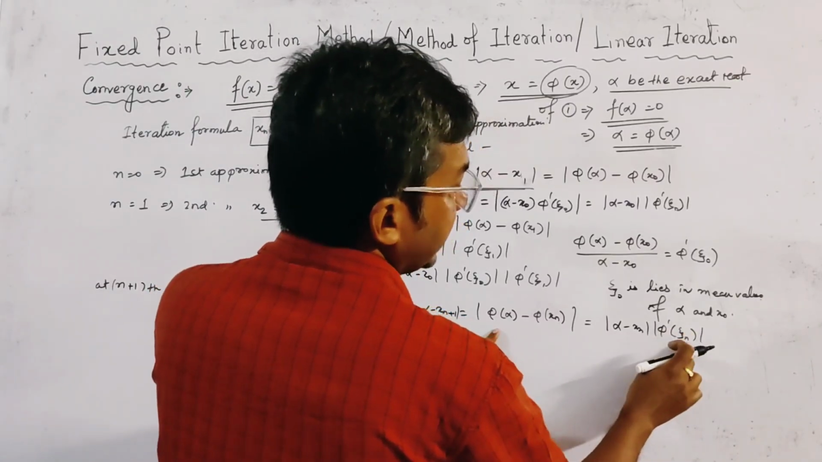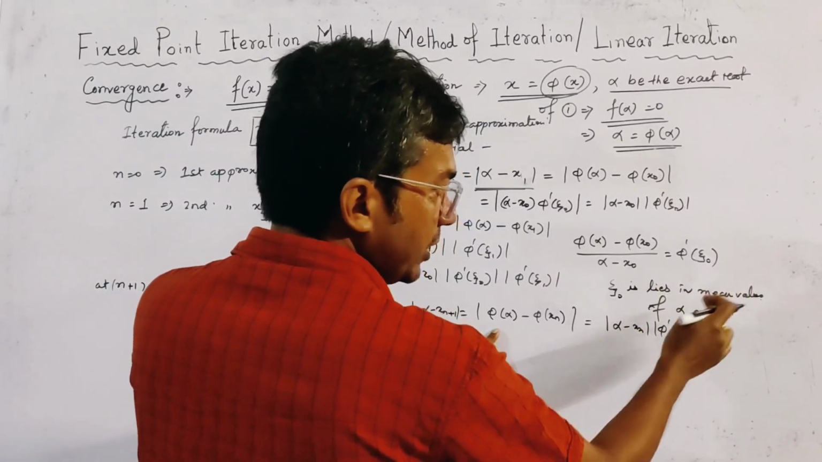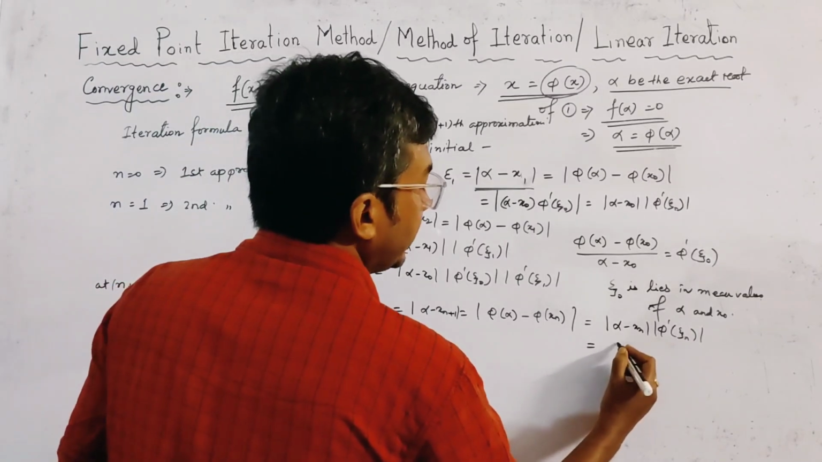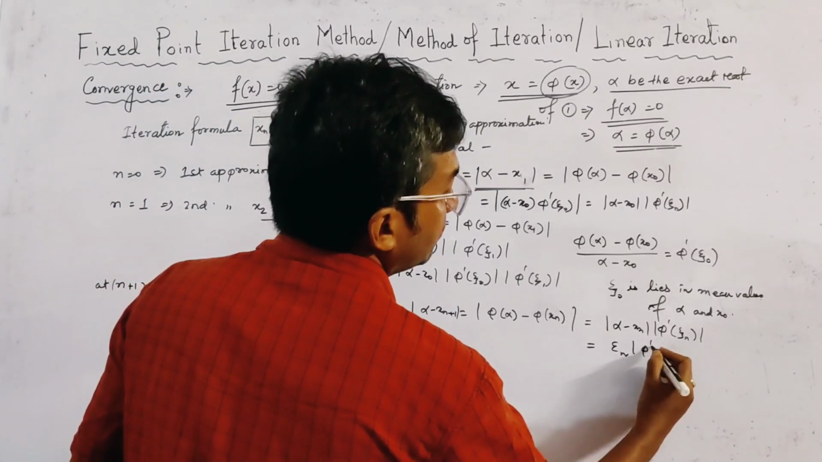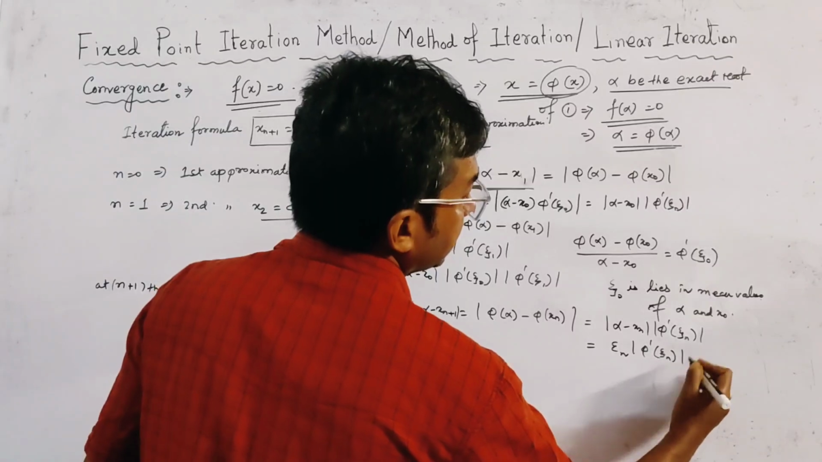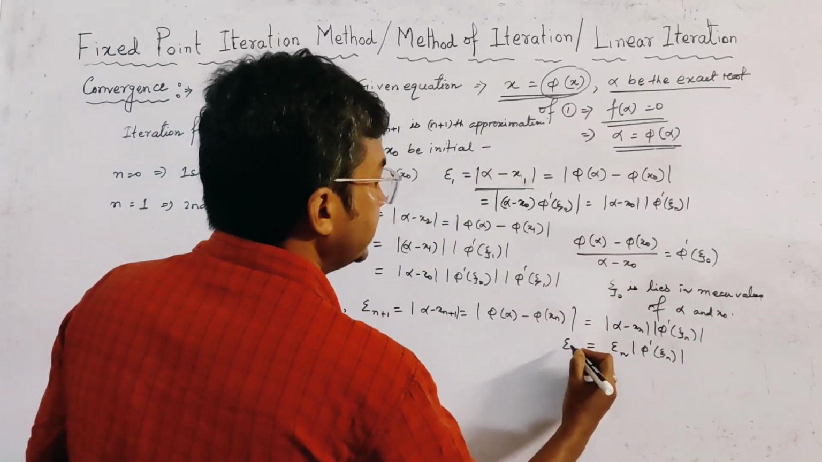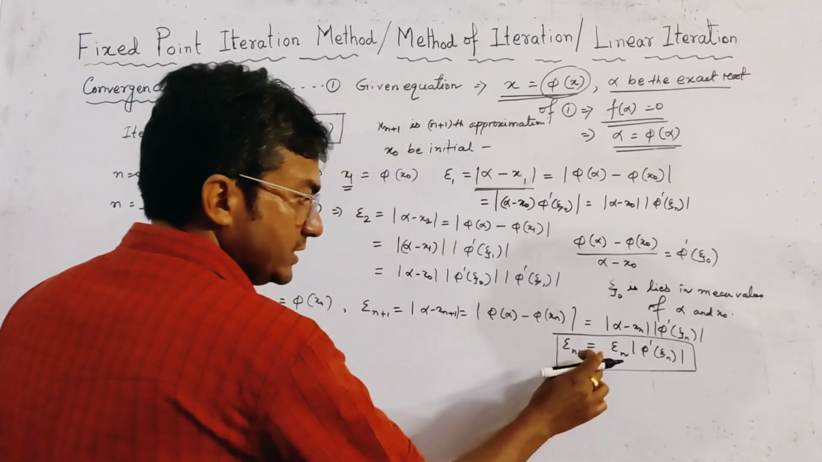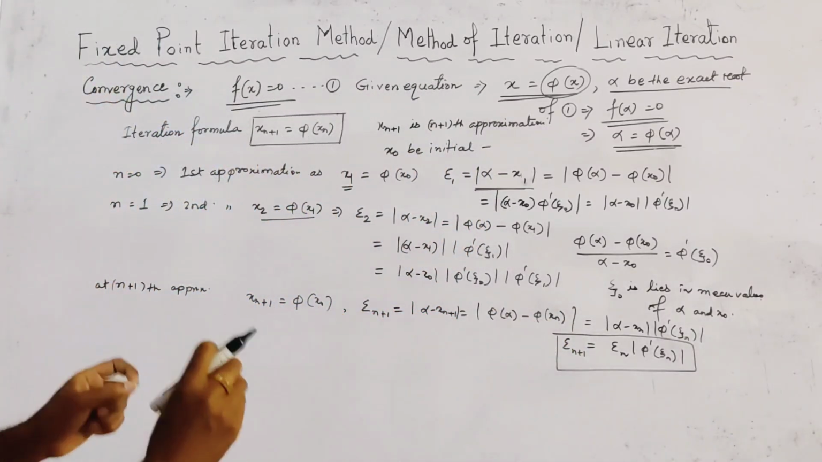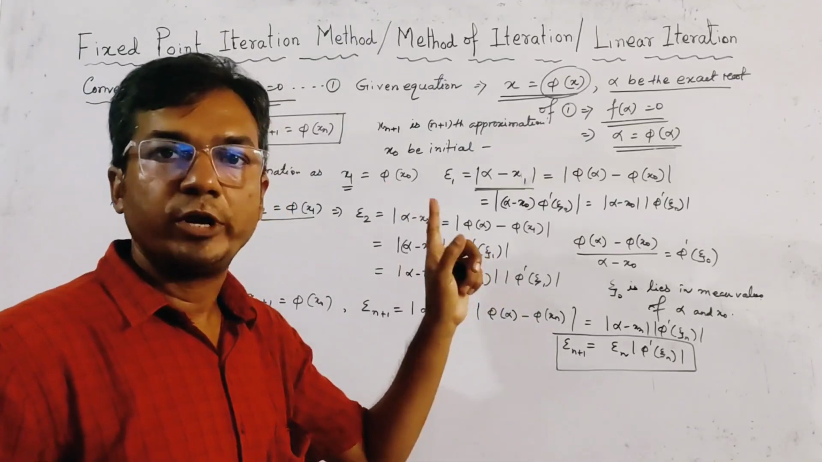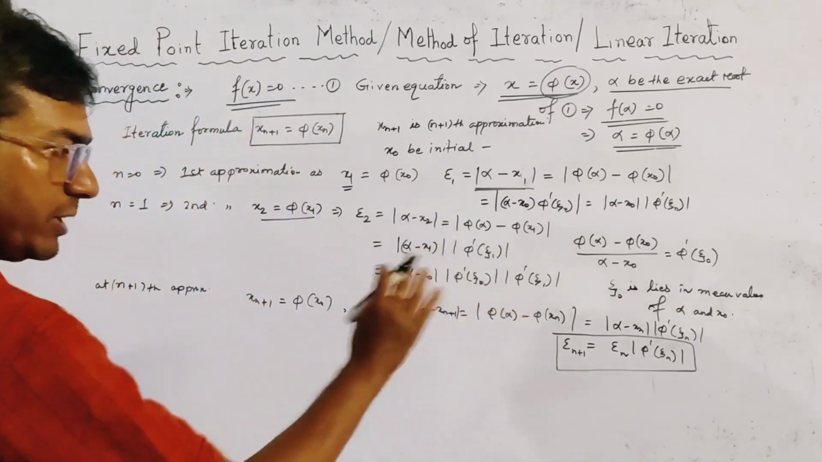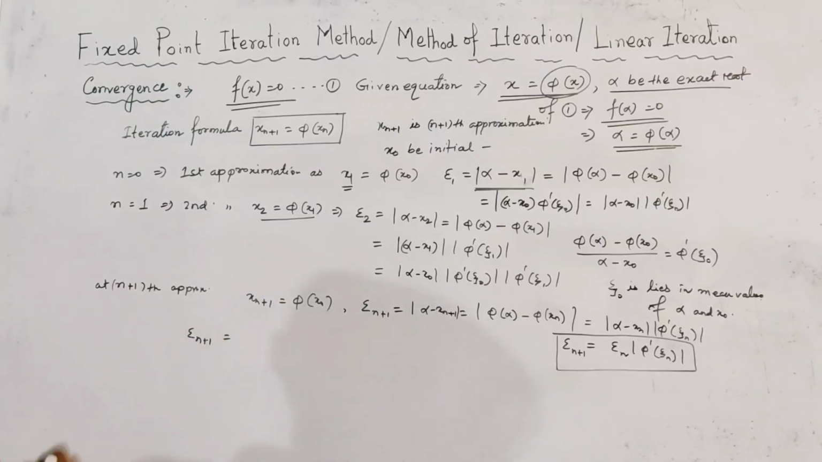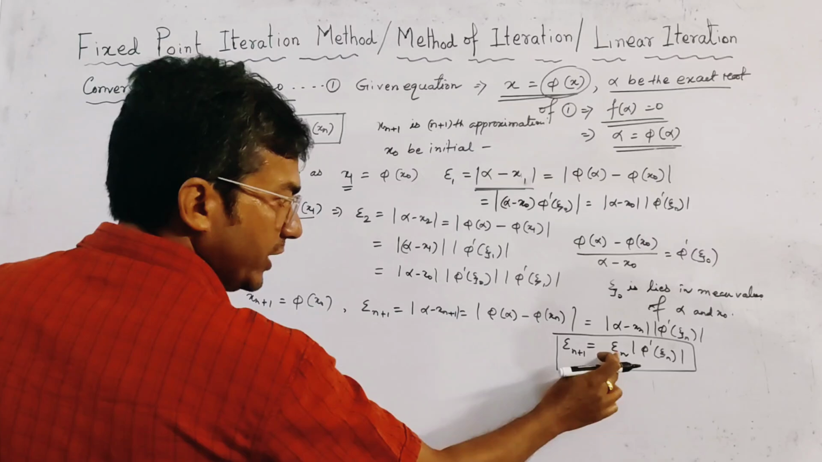Here xi obviously lies between alpha and x_n, and this is given by epsilon_n into mod of phi dash xi. This is also a very important result. We use this result in the next class to estimate the error of the fixed point iteration method. We remember this result. Now we write epsilon_{n+1} in terms of the value of epsilon_n.